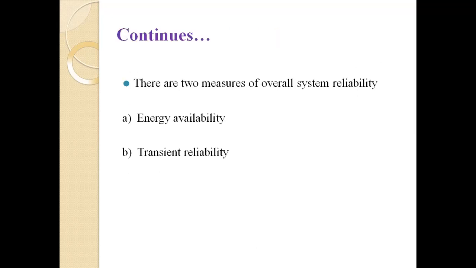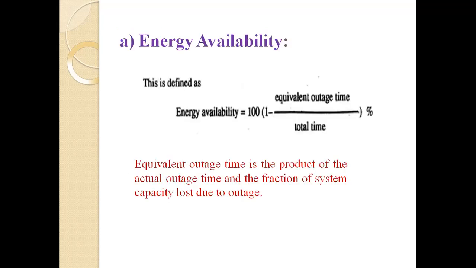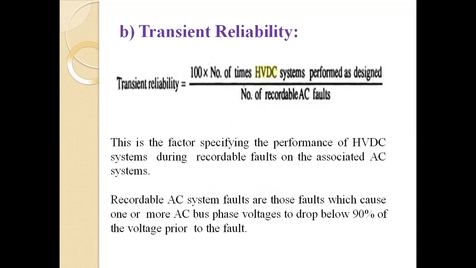There are two measures of overall system reliability. First is the energy availability, and second is the transient reliability. Energy availability is defined as 100 multiplied by 1 minus equivalent outage time divided by total time, in percentage. Equivalent outage time is the product of actual outage time and the fraction of the system capacity lost due to the outage.